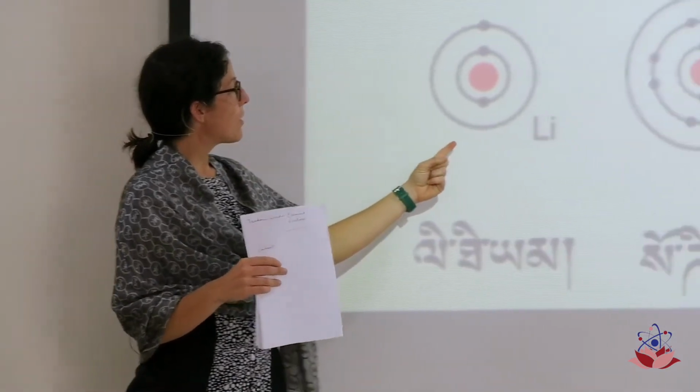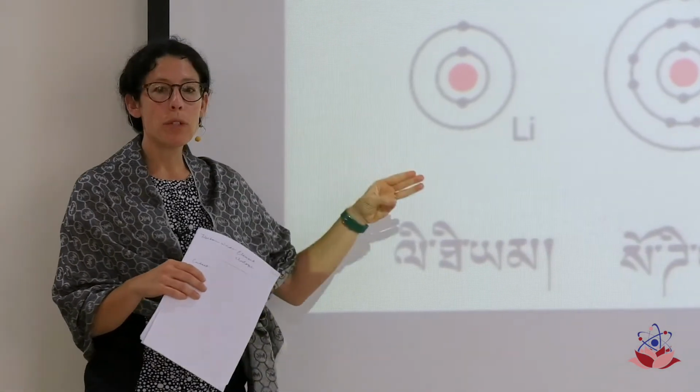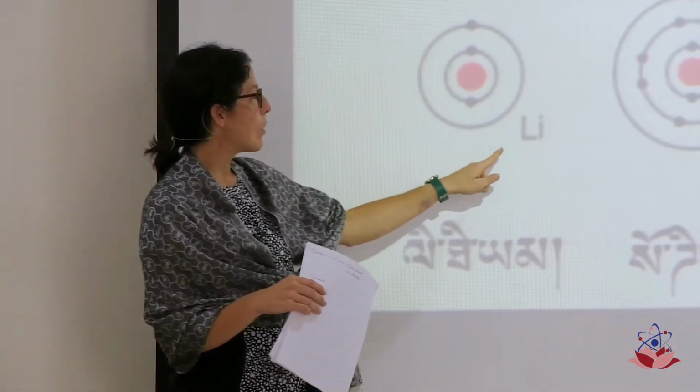So for example, this is lithium and it has 3 protons and we give it the symbol Li.